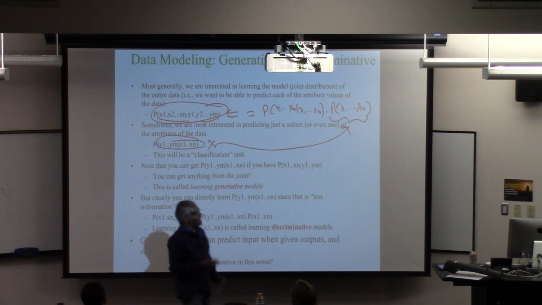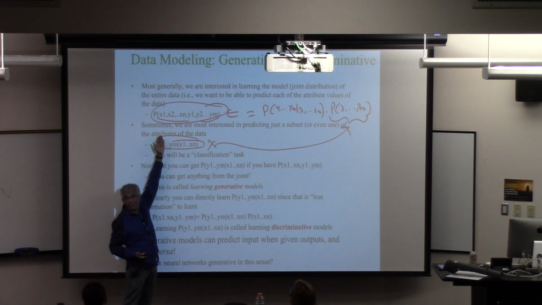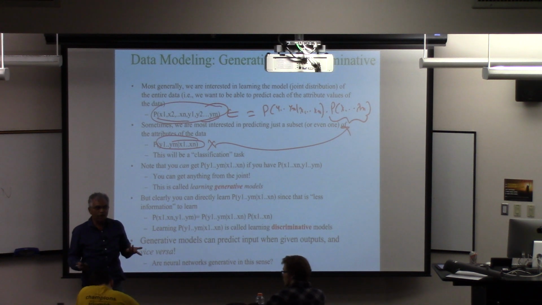So there are two kinds of learning that people wind up focusing on, either discriminative learning or generative learning. And those are essentially conditional distribution versus joint distribution. What do neural networks learn?